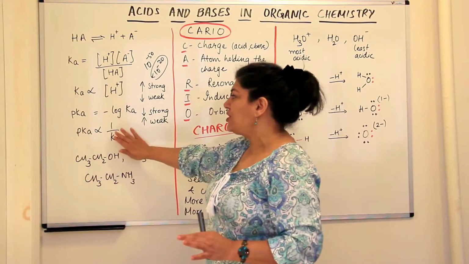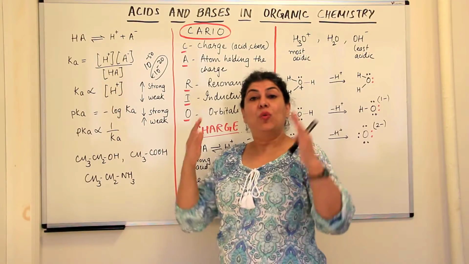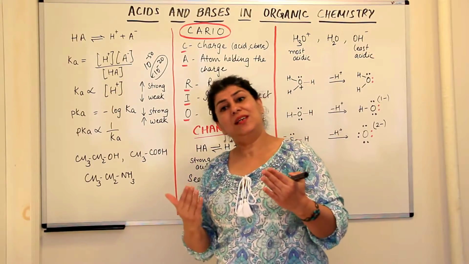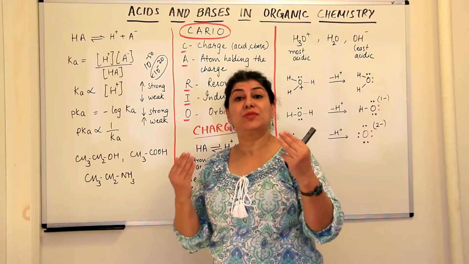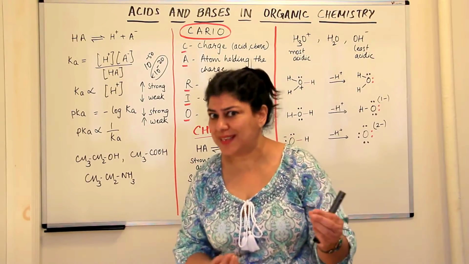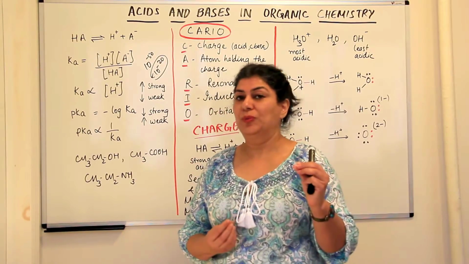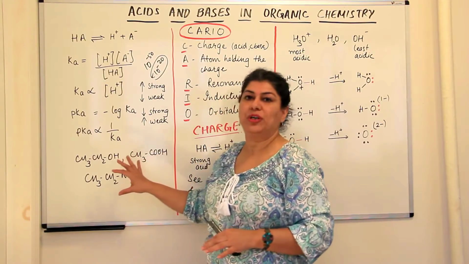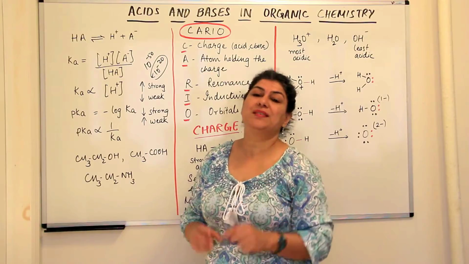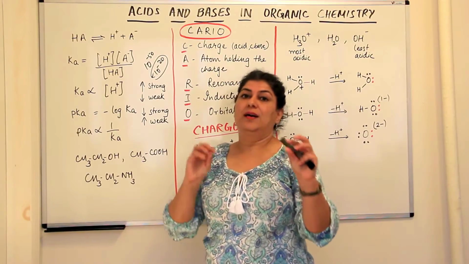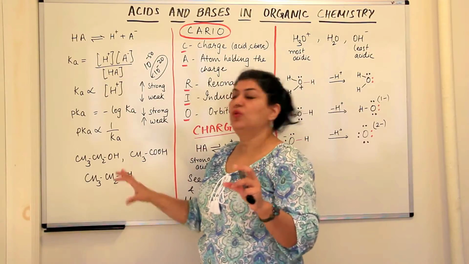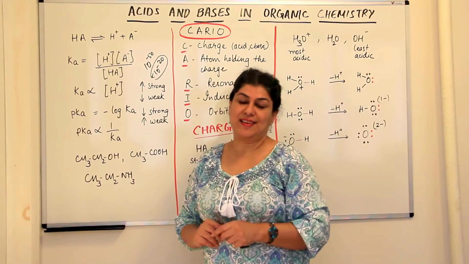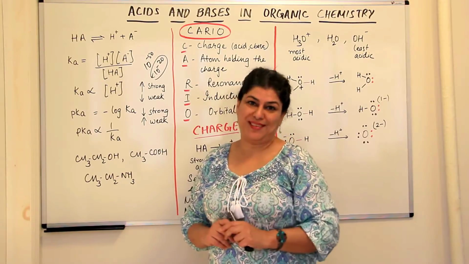So now if you do not have the Ka or pKa values, what are you expected to do? Has the person who has made the paper, the paper setter, made a mistake by not giving you the values? No, he's not made a mistake. You are expected to look at the molecules and then judge on the basis of certain properties whether the molecule would be more acidic or less acidic. Would it be more basic or less basic?